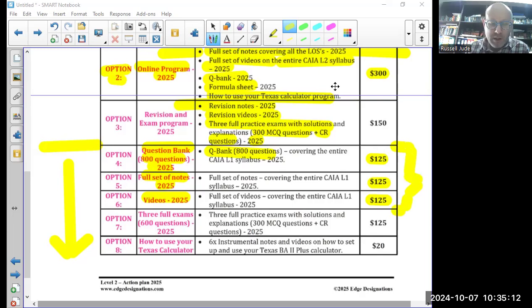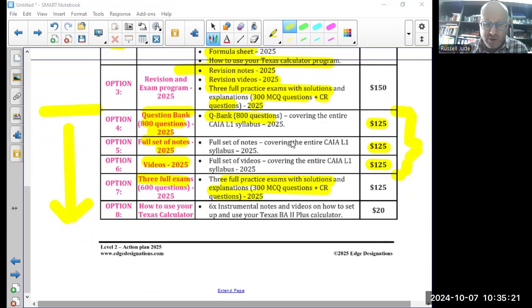Option 7, 3 full exams. And then you get all your 300 multiple choice questions, and you get your constructed response questions there as well. Option 8, for those that are still looking for a little bit of help and use on the calculator, we call that our how to use your Texas calculator program. 6 videos, 6 sets of notes, taking you through word by word how to use your calculator, amortization functions, IRR, net present value, etc., etc. That goes there for $20.